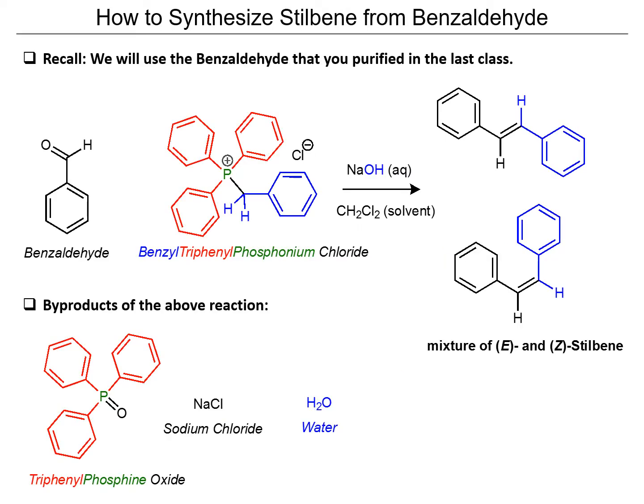Here we show the reaction scheme of the synthesis of the stilbene that we're going to be making from benzaldehyde. So our benzaldehyde molecule is going to react with benzyl triphenylphosphonium chloride in the presence of NaOH in DCM, forming a mixture of the E and Z stilbene, which is the same as cis and trans. Byproducts of the above reaction are going to be the triphenylphosphine oxide, sodium chloride, and water.